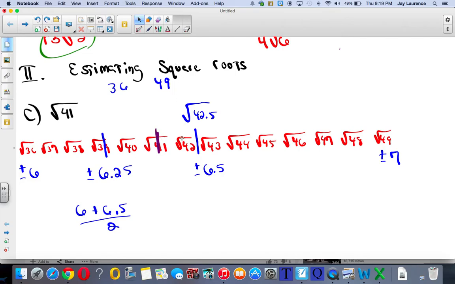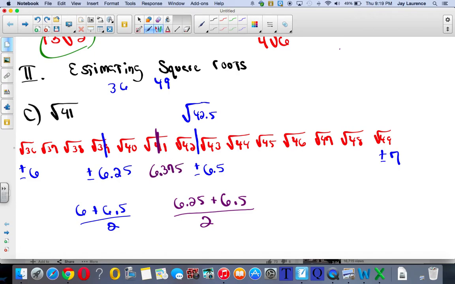So I'm going to average these two. I'm going to take 6.25. Oops, I lost my marker. I'm going to take 6.25, add it to 6.5, and divide by 2. And I think I'm going to come up with like a 6.378 or 375 or something. Hold on a second here. Plus 6.5, and I'm going to divide by 2. Yeah, 6.375.